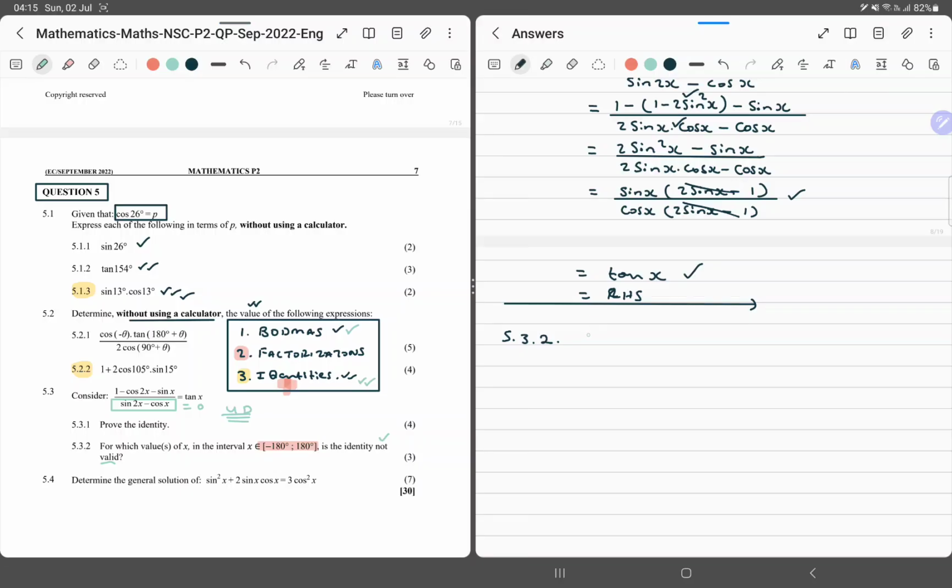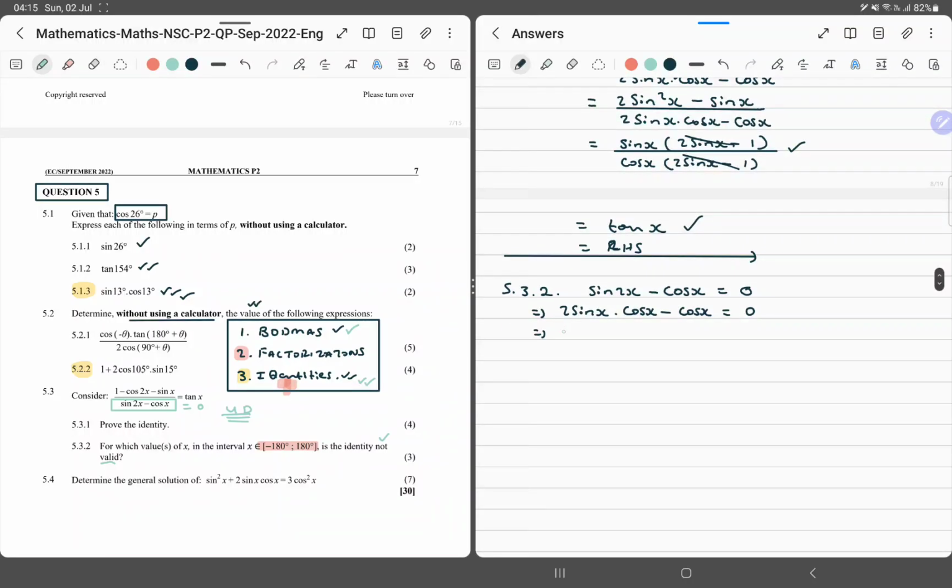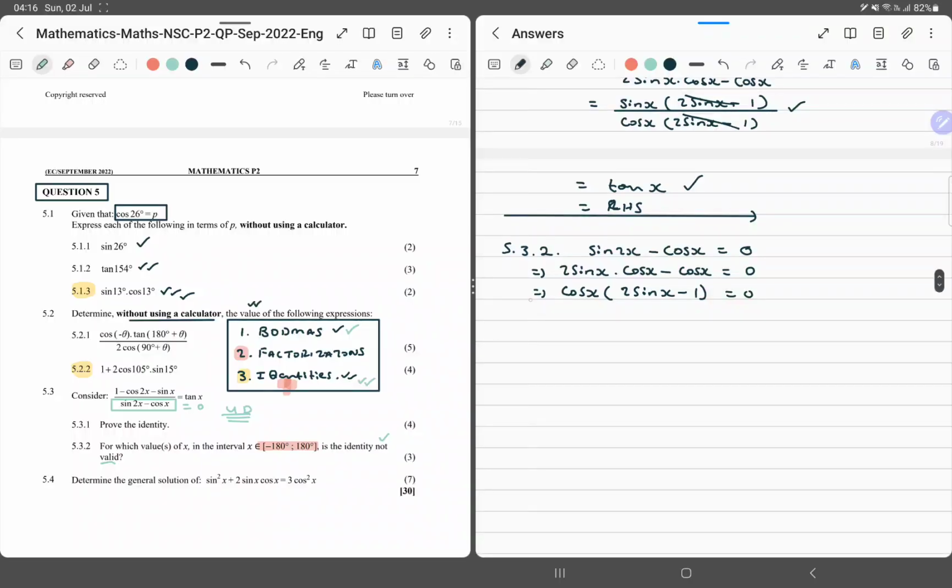This is the case when we know that sine 2x minus cos x is equal to 0, because division by 0 is undefined. Okay, so we can continue. This implies that 2 sine x times cos x minus cos x is equal to 0. We factorize this business here. We know that this is cos x into 2 sine x minus 1 is equal to 0. This is more like the quadratic equations. This implies that cos x is equal to 0, or sine x is a half. Yes, and then what do we do now?